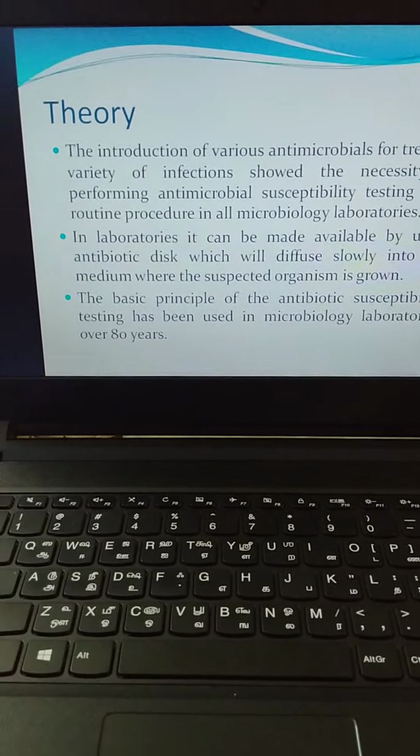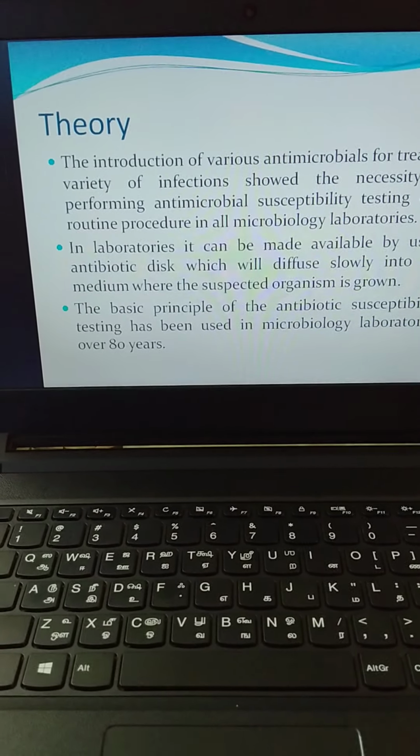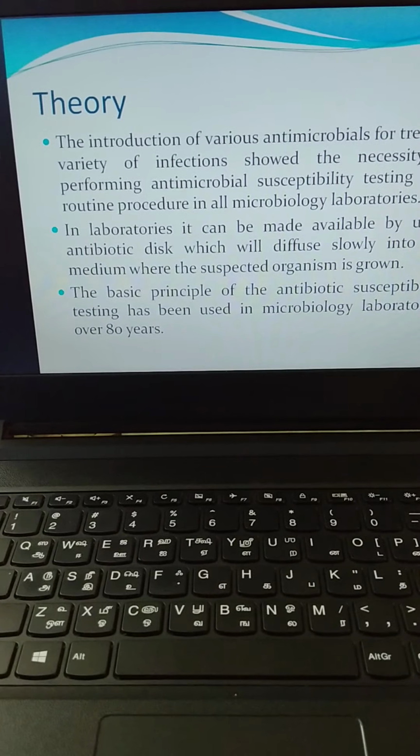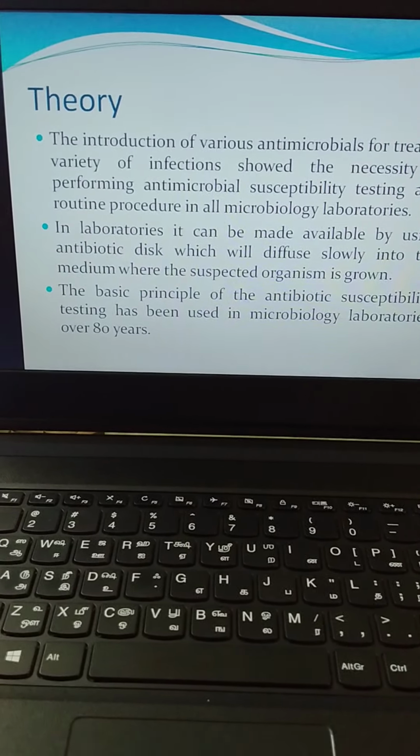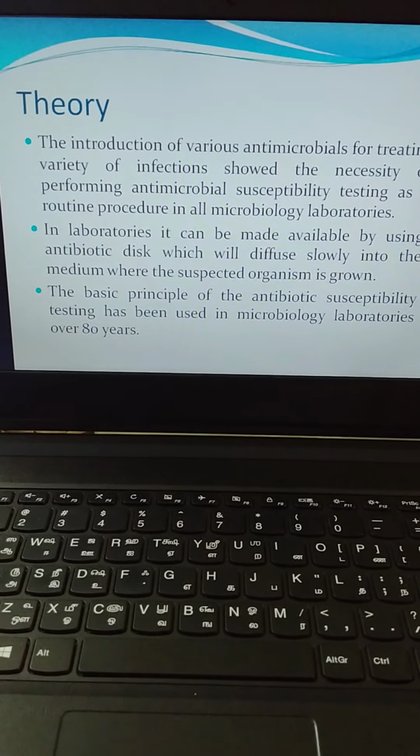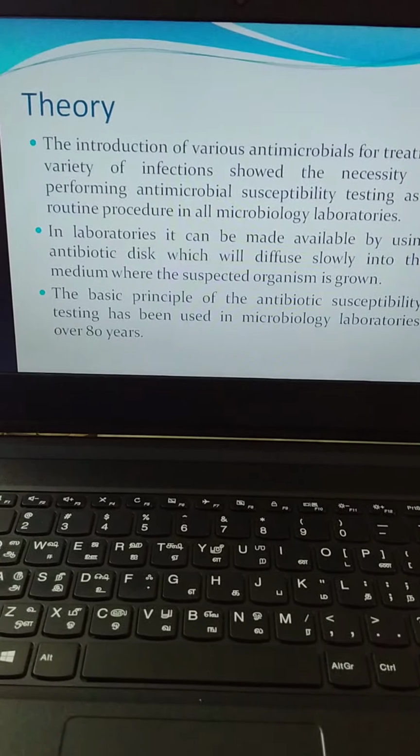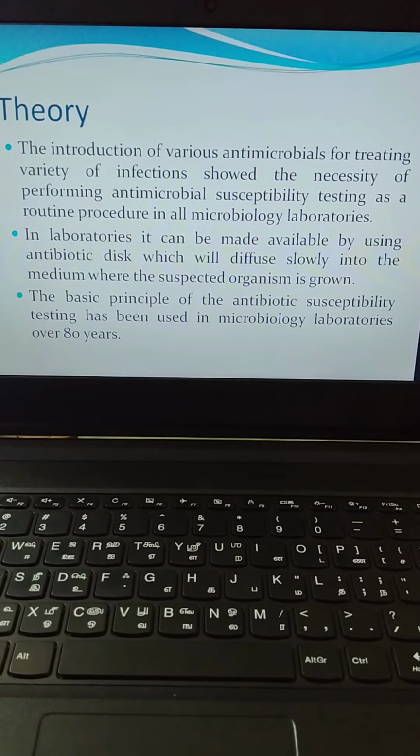So the theory involved here is that we have to introduce various antimicrobials for treating a variety of infections. That shows the necessity of performing this antimicrobial susceptibility test, which has to be performed as a routine procedure in all microbiology laboratories.